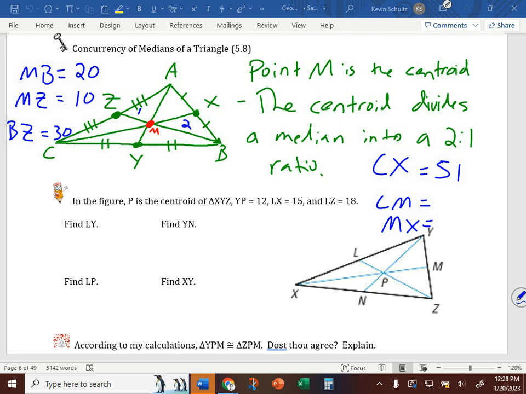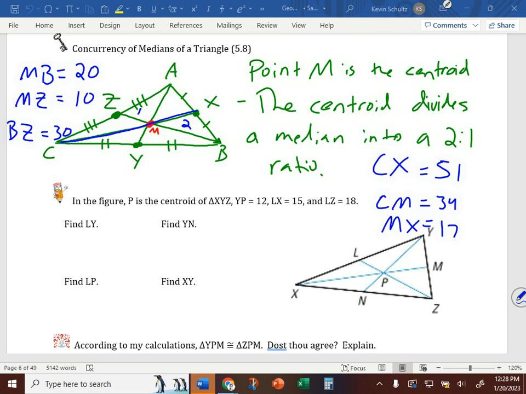No, they should be. So if CX is 51, that's this entire thing here, right? The whole median. And knowing that point M is that splitting point where it goes in a 2-to-1 ratio, what would CM be and what would MX be? Ellen. CM would be 34. Okay? And MX would be 17. All right. How'd you come up with that? So I did 51 divided by 3 because there's 3 like total.